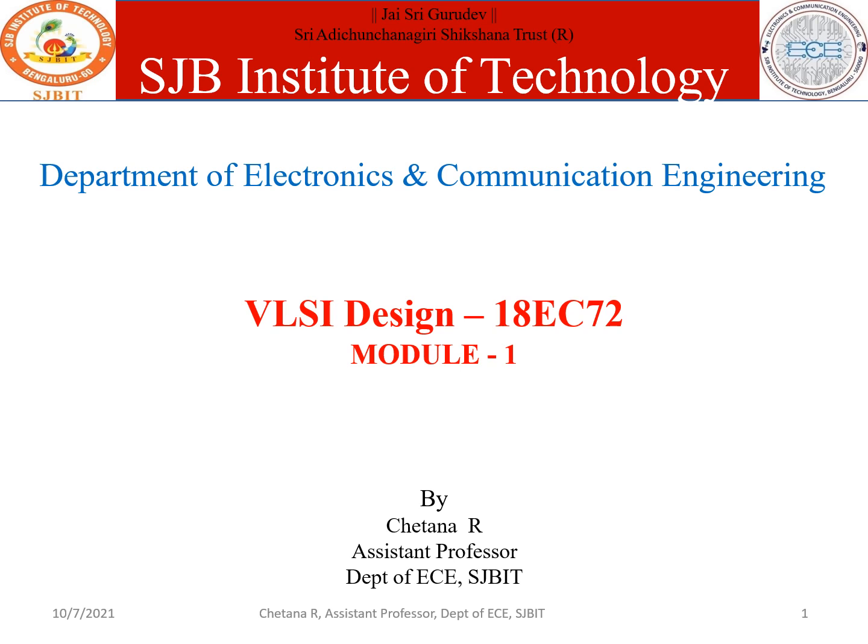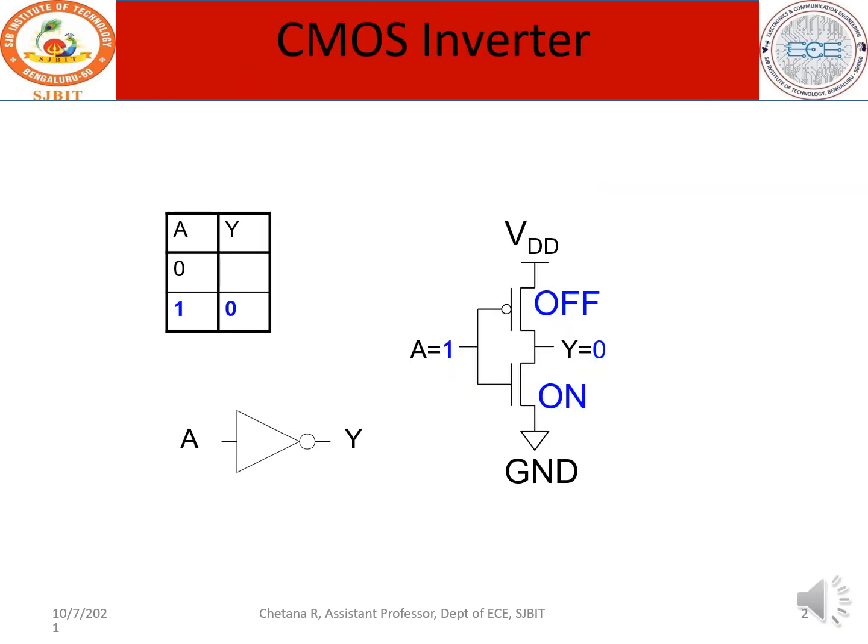Okay, we'll just continue with the inverter working principle as already explained in the previous video. This is how the working principle of an inverter goes on, and this is the basic symbolic representation of an inverter, and this is the truth table. A is the input, Y is the output. When the input is 0, the output is 1 because it is always a complementary output.